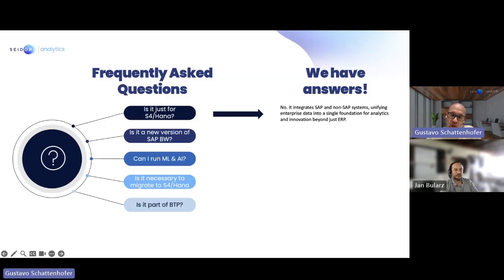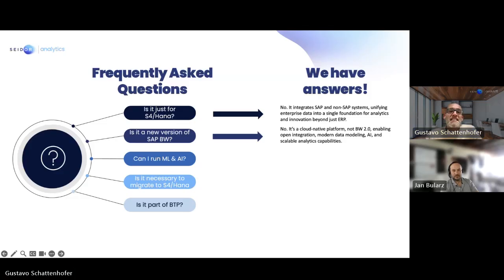We can consolidate structured and unstructured information through web services or different ways to start integrating that information as part of our solution. Is this a new version of SAP Business Warehouse? No, it's not a Business Warehouse 2.0 version. This is a cloud native, open and scalable solution. You can migrate what you have right now from SAP Business Warehouse, but it's not a new version of it.